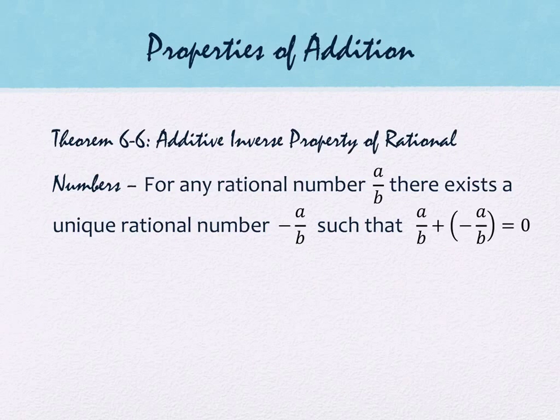So this is true for every rational number except 0. And 0 sort of works. It just doesn't work in this sort of form, right? Because we don't usually write 0 over something. But even 0 in and of itself kind of works because it's its own additive inverse. 0 plus 0 is 0. Okay, it just looks a little different.